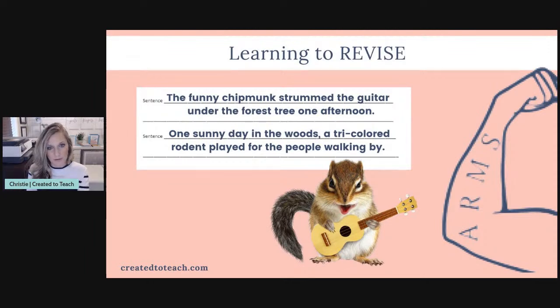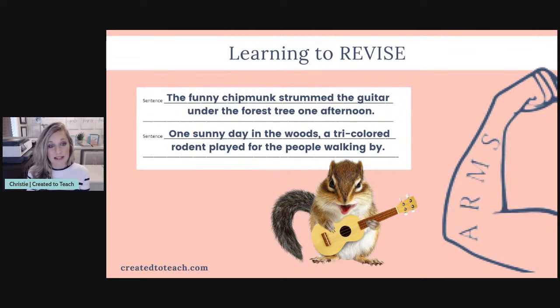Here's another article. Okay. Here's another noun. Okay, where was the chipmunk? Under the forest tree. When? One afternoon. And so they learned that they put that together. But the revising portion and the rewriting sentences comes in where they write the sentence.